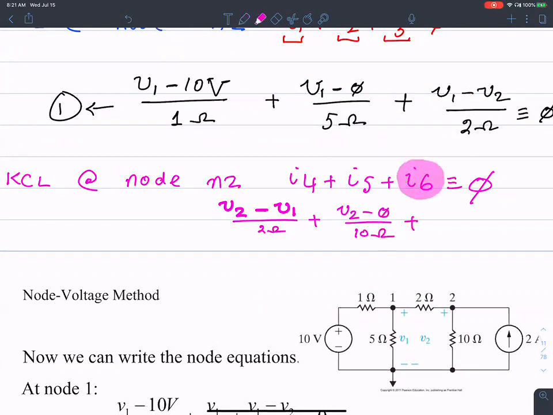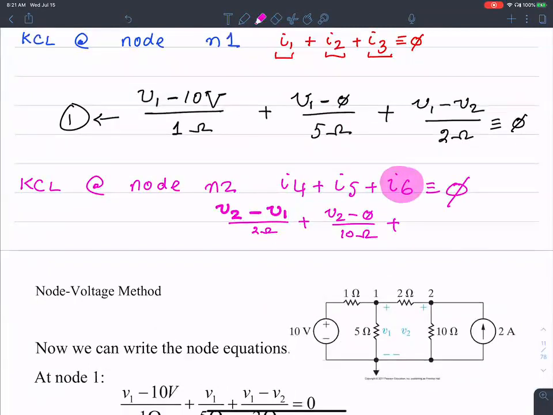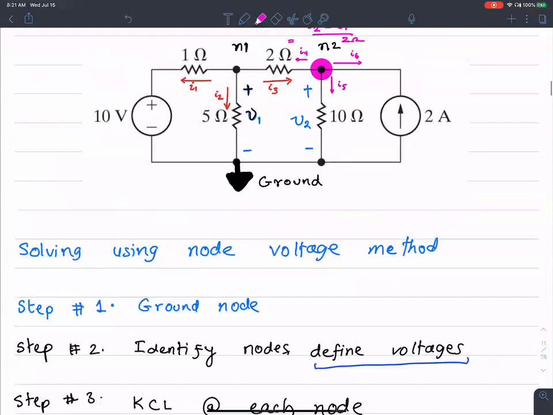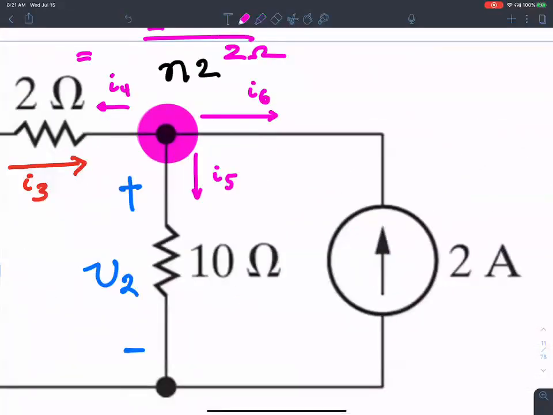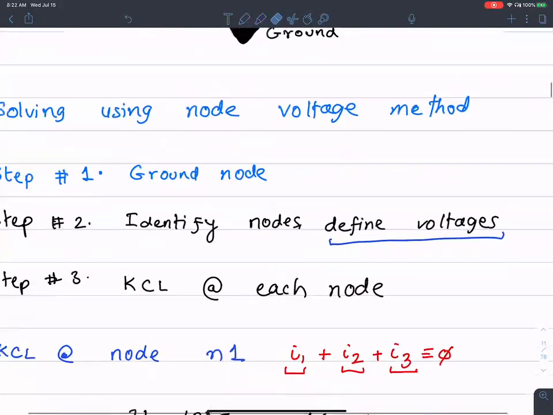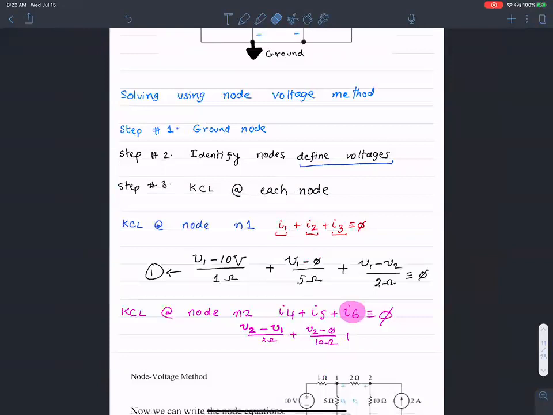Now I need to write an expression for I6. Let's see what I6 is. I6 is the exact opposite of 2 amperes, so that's negative 2 amperes. Let me plug that in: negative 2 amperes equals 0. So that's I6, and this is my equation number 2. So I have two equations and two unknowns. V1 and V2 are my unknowns, and two equations to solve them. I should be able to solve them.